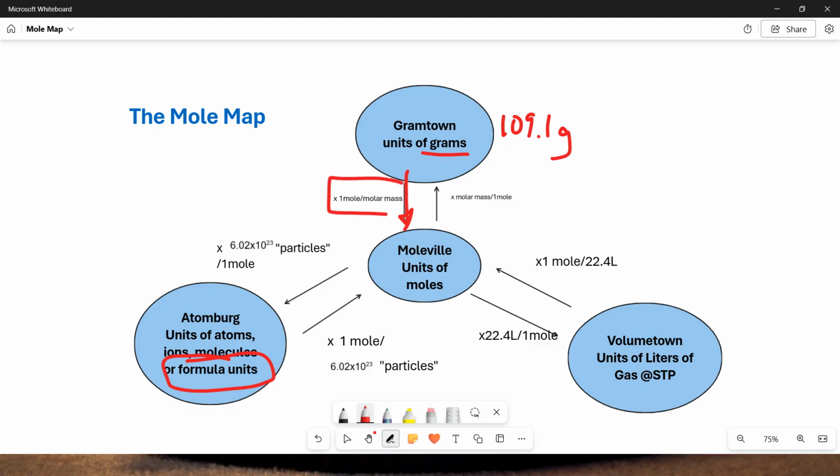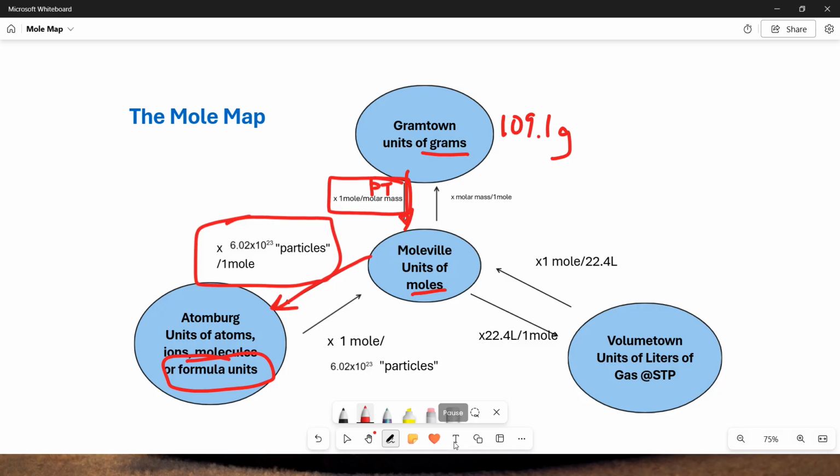We first need to multiply by 1 mole over the molar mass of calcium chloride, which I'm going to have to find on the periodic table. I will then be in moles. I then have to take that answer and multiply by this relationship of Avogadro's number, 6.02 times 10 to the 23rd formula units over 1 mole. So let's go ahead and set that problem up.